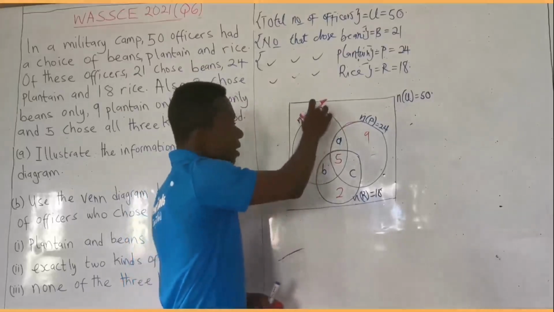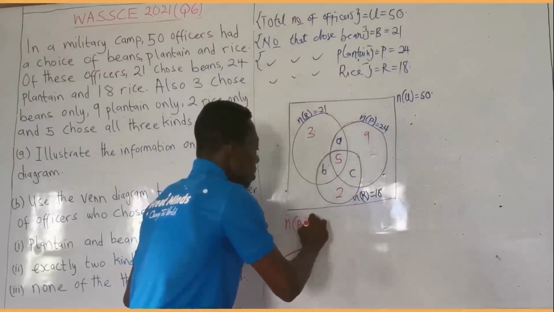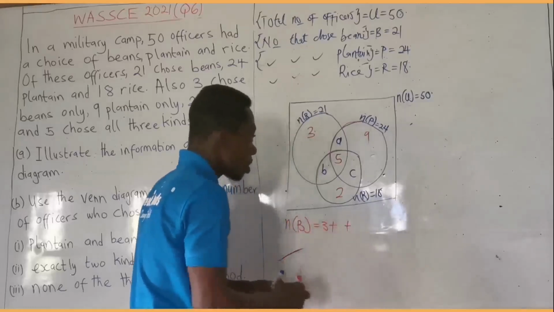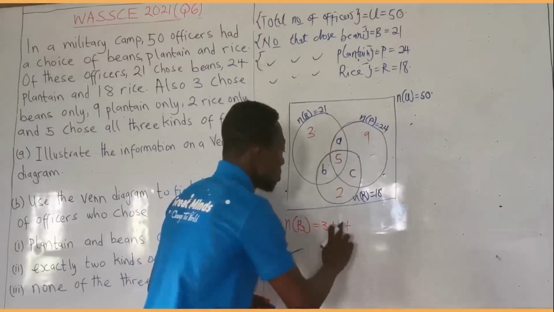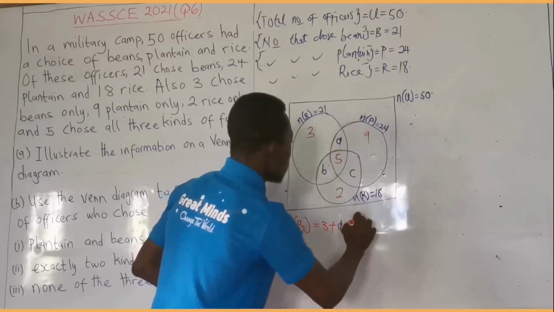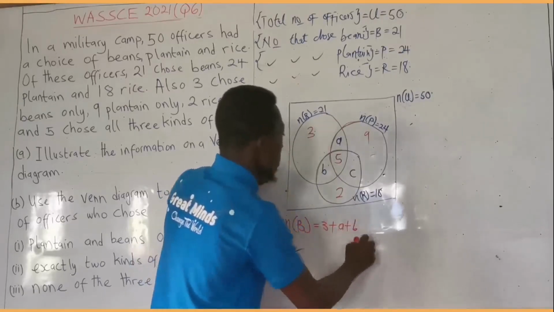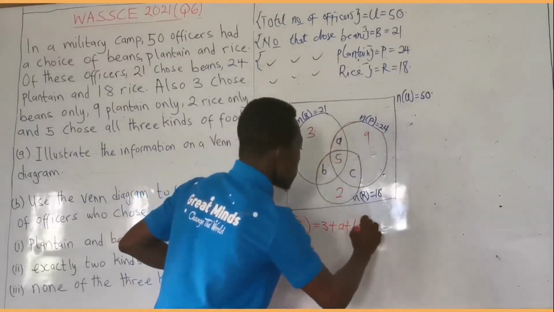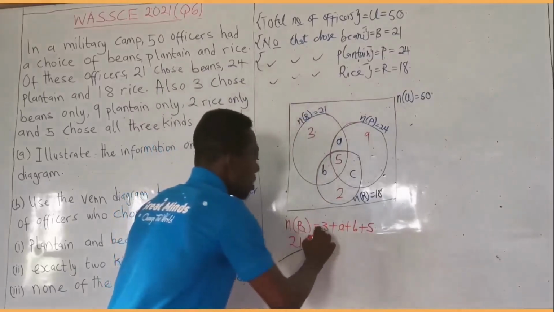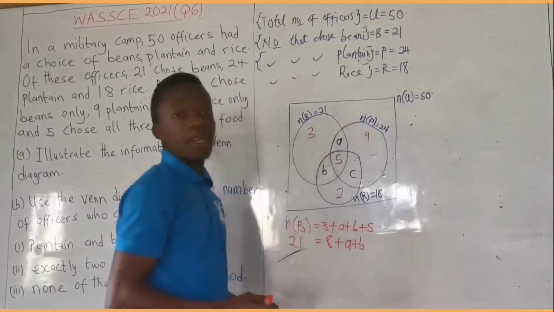So realize that the number of those that chose beans was 21. I hope that is clear. So here I can say that the number of B is equal to 3 plus A plus 2. In order to make it clear, let me use a blue marker for the A. So 3 plus A plus B, and then this plus 5. So we know the number of beans was 21, and it's equal to 3 plus 5, which gives me 8. So it becomes 8 plus A plus B in this case.